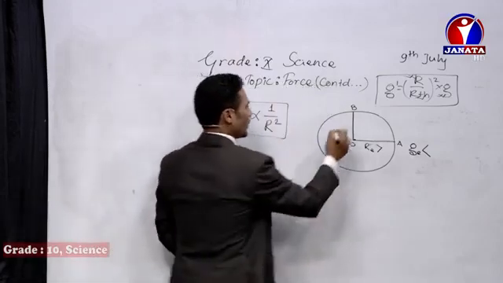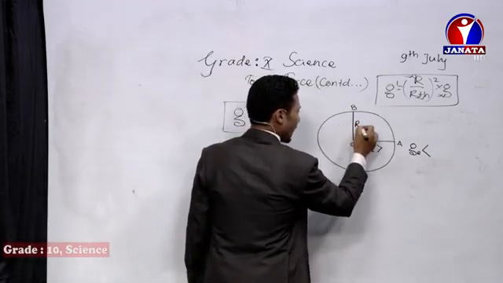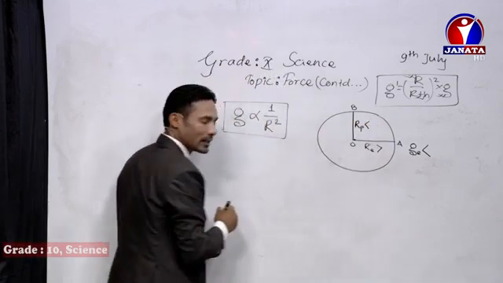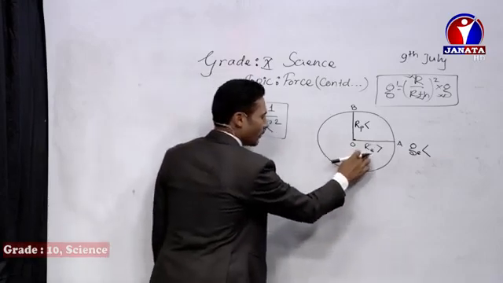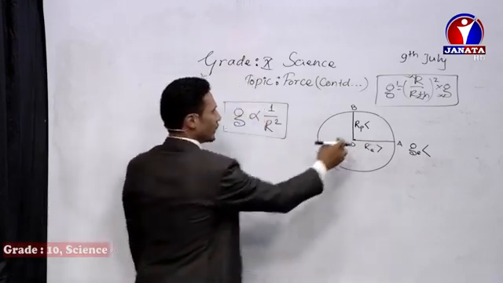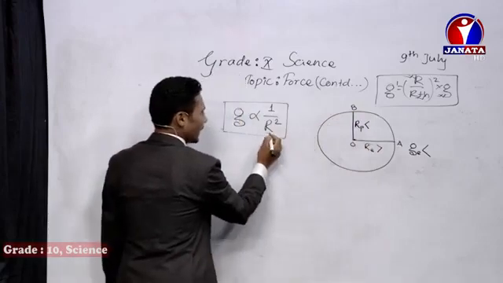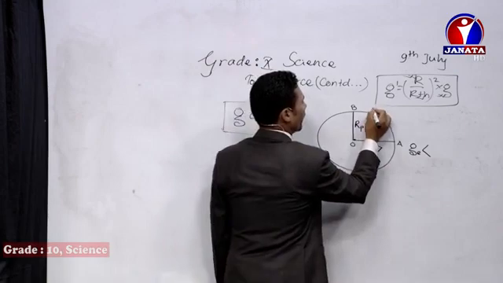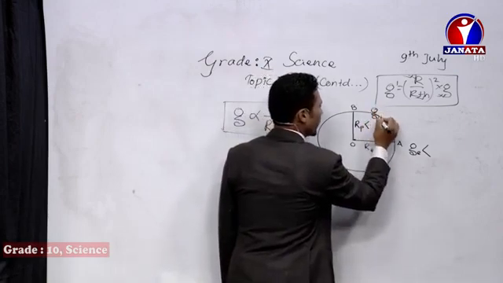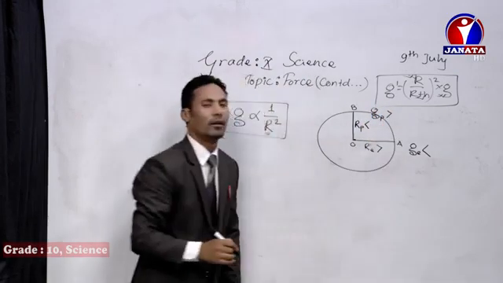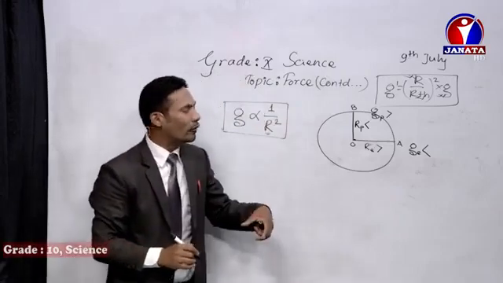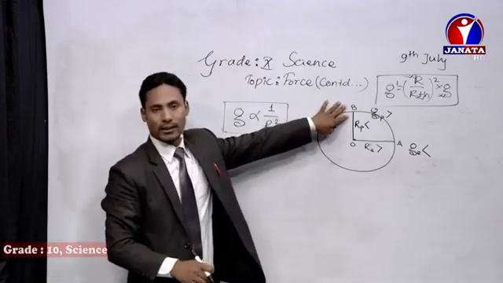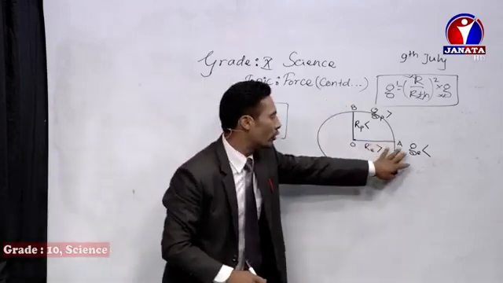Similarly, the radius of the polar region is less, right? It is less than the radius of the equatorial region. If the radius is less, then since it is inversely proportional, the value of g will be more. So the value of g in the polar region is more. That's why the value of acceleration due to gravity at the polar region is more than at the equatorial region.